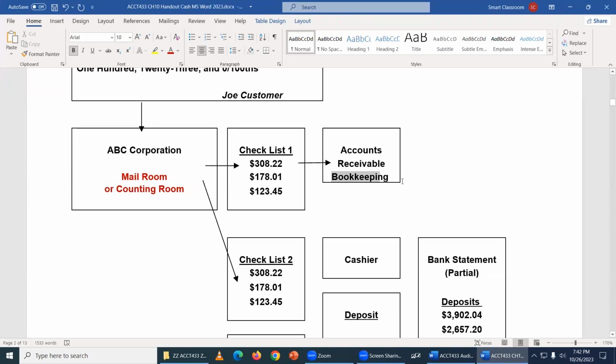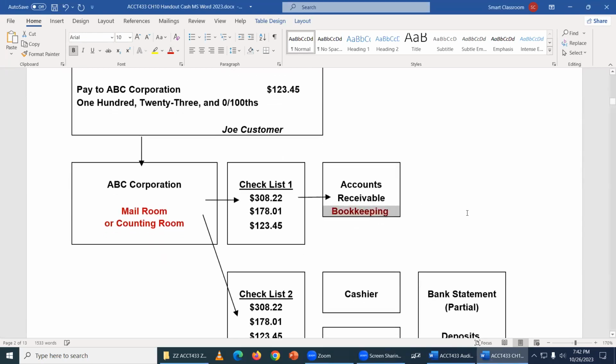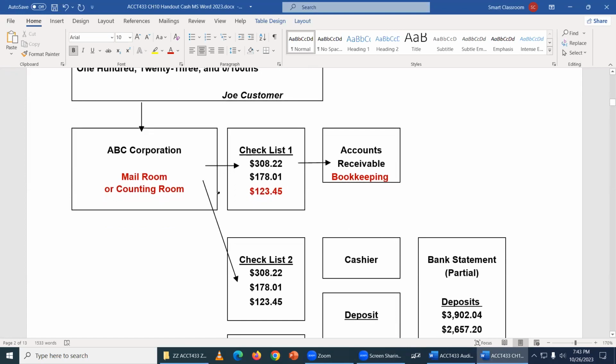They're going to record who this customer is. Joe Customer. Hate to say it, but the auditor says that's probably a fake name. But anyway, Joe Customer sends this check in, and when they get this list, accounts receivable looks at it and says, okay, Joe Customer sent this amount, and they'll record it in accounts receivable. Now, they're going to send the checklist too, so accounts receivable has the bookkeeping here.